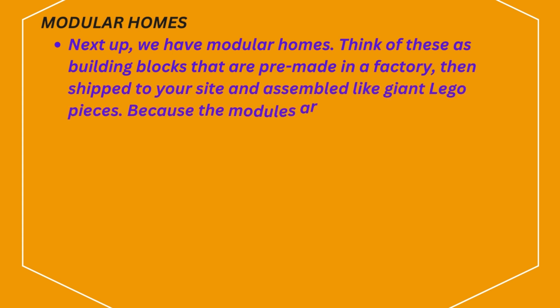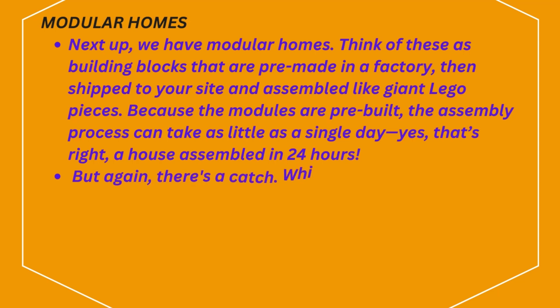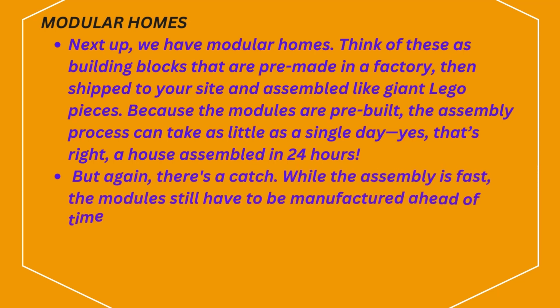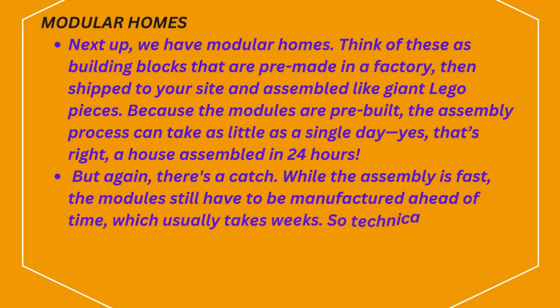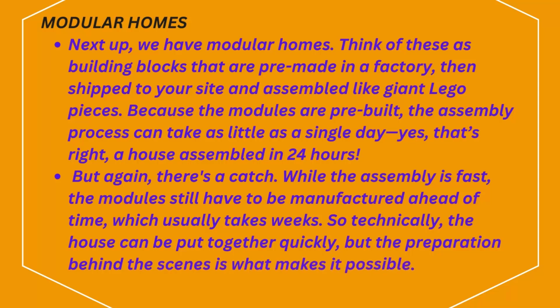Because the modules are pre-built, the assembly process can take as little as a single day. Yes, that's right, a house assembled in 24 hours. But again, there's a catch. While the assembly is fast, the modules still have to be manufactured ahead of time, which usually takes weeks. So technically, the house can be put together quickly, but the preparation behind the scenes is what makes it possible.